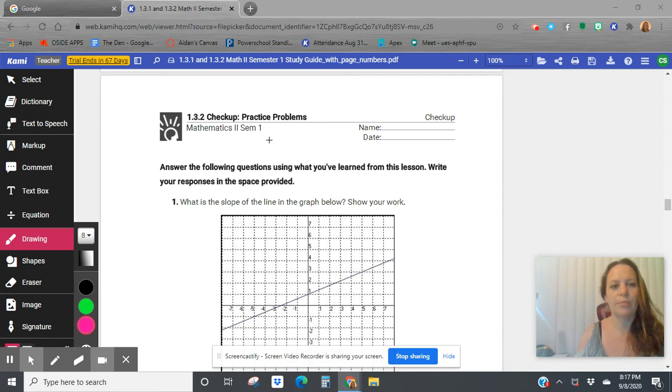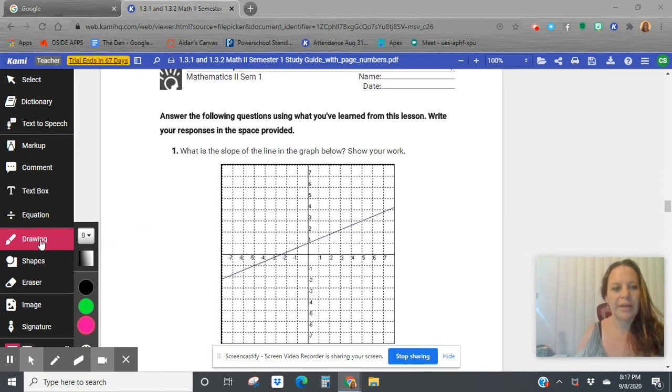Okay, starting the checkup practice problems on 1.3, it's starting with a picture of a graph and it says, what is the slope of the line in the graph below? Show your work. So again, we can just go ahead and do drawing, or you can pick 2 points and use the slope formula, whichever you're most comfortable with.